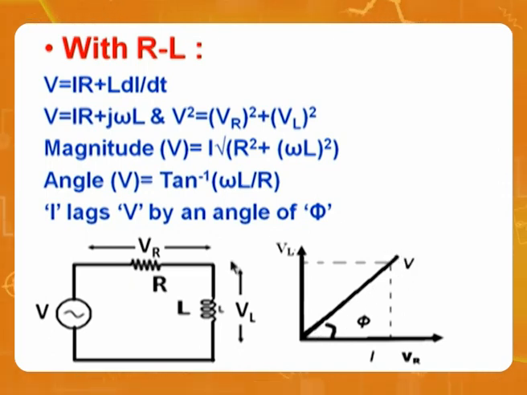This is the voltage. Overall voltage is equal to root of VR square plus VL square. Overall angle is tan inverse of omega L by R. Look at here. If I take j omega L as the imaginary value and R as the real value, then omega L by R gives the angle. Magnitude is root of R square plus omega L square into I. So the overall angle is positive because the inductor will always create a positive angle.